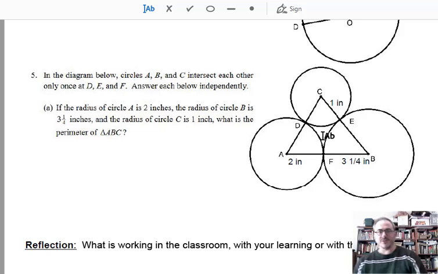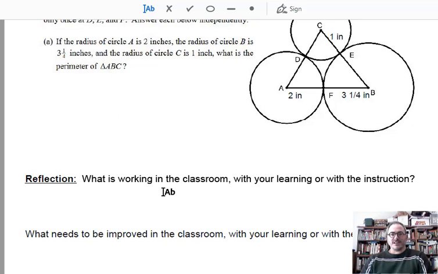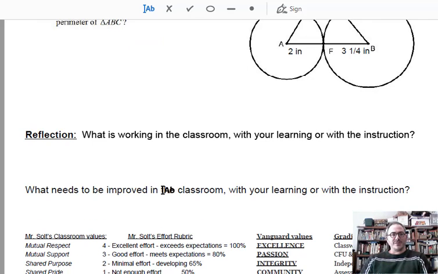That's set up just like a Regents question for geometry. After you get done with that, give me the reflection. Tell me what's working in the classroom, what's working in the videos, what needs to be improved in the videos. Mr. Solt, get your act together. Get a circle tool for crying out loud on these videos. Quit showing me all your mistakes, Mr. Solt.